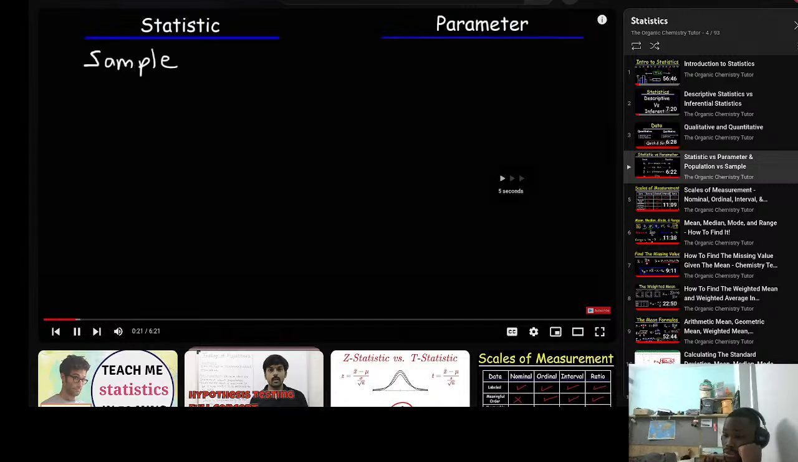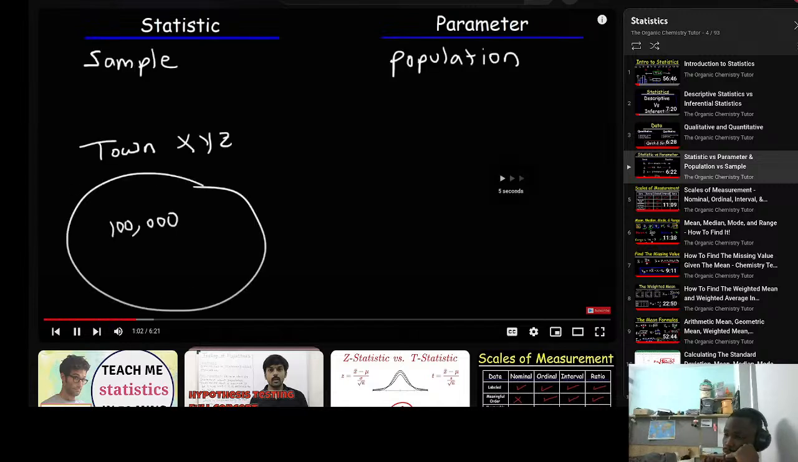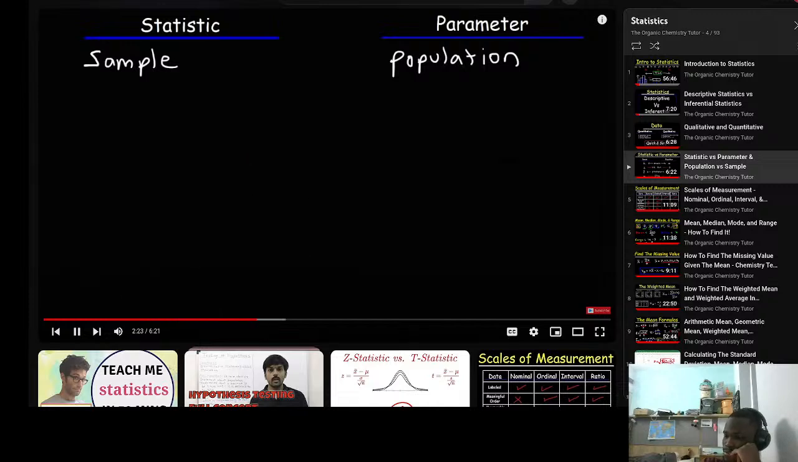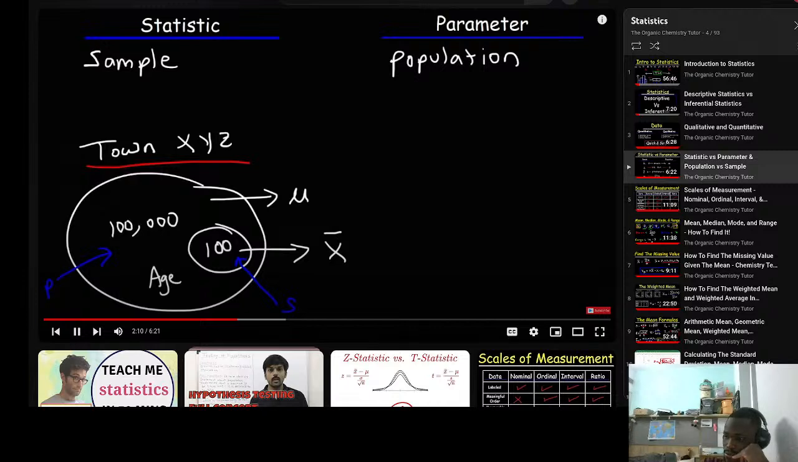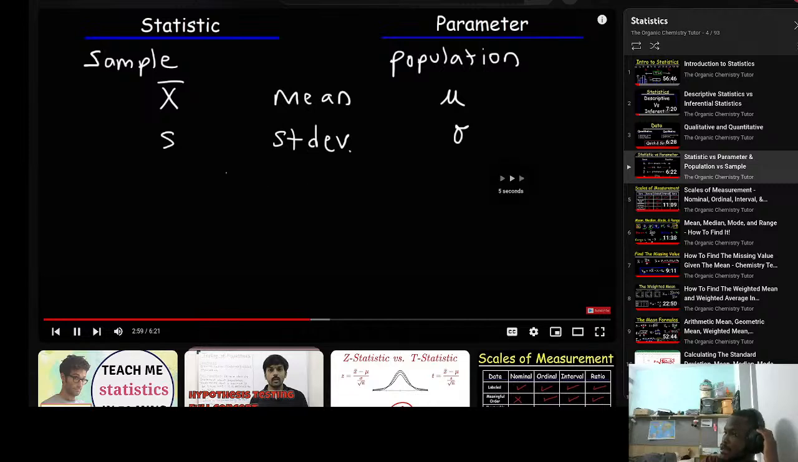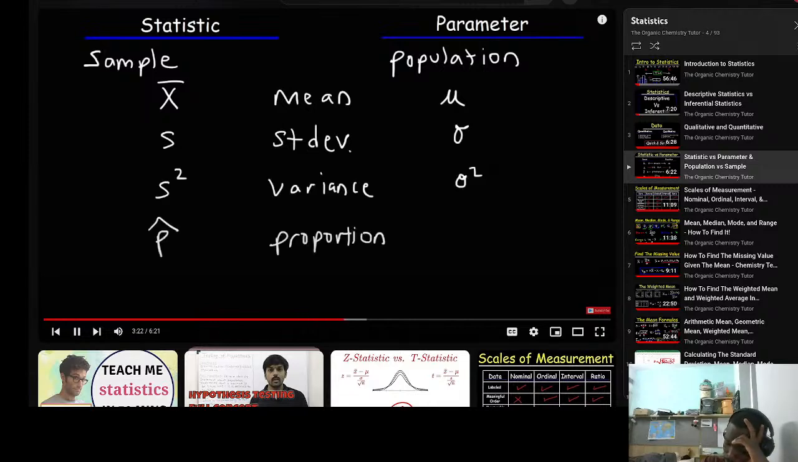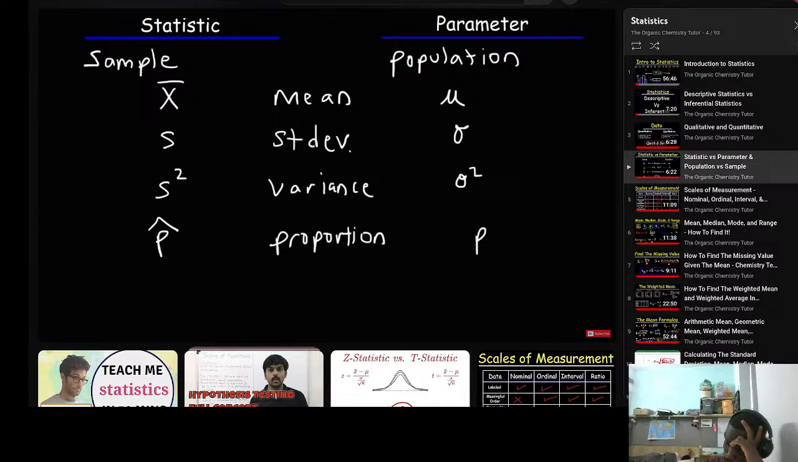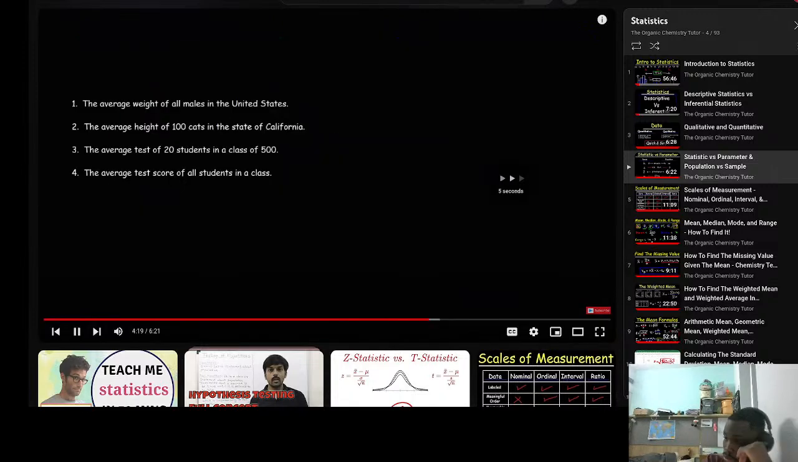We do a lot of work with statistics and parameters. What else? Population. The parameter, the population proportion, is simply P. Finally, we have the sample size. The size of the sample is represented by the symbol lowercase n. So that would be a statistic. The size of the population is represented by the symbol capital N.